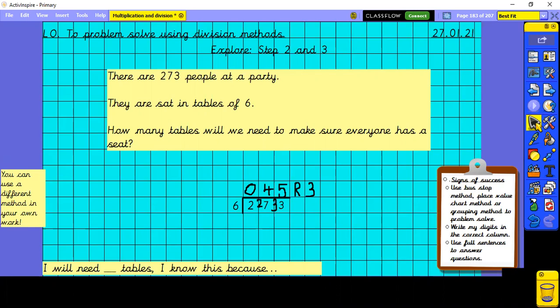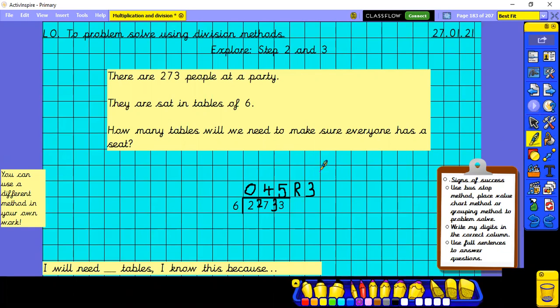But we haven't answered the question yet. Our question is, how many tables will we need to make sure everyone has a seat? So here, there's 45 tables, but 3 left over. So what can I do to make sure everyone has a seat? Because 45 tables is not going to be enough. So I need to round this up to make sure everyone has a seat. Therefore, we will need 46 tables so that everyone is covered.